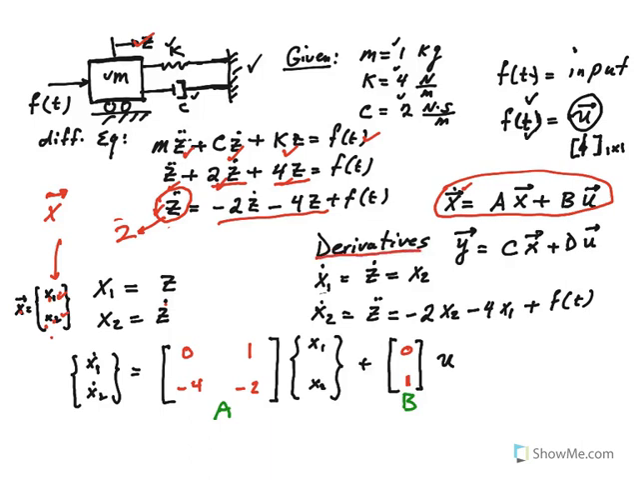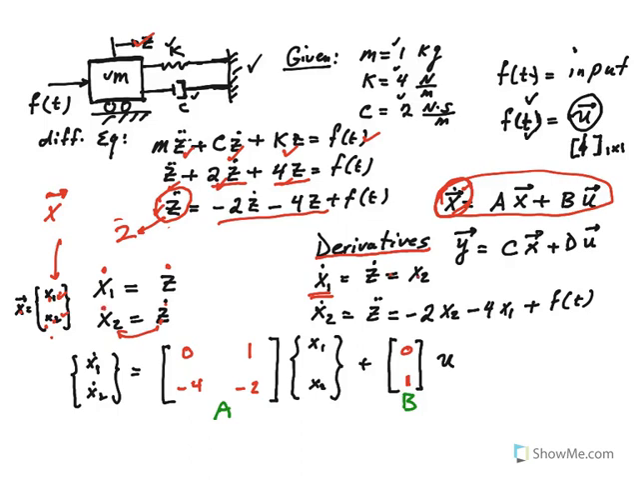What do we need? We need the derivatives. What is x dot? So try to find the derivative of this. What is the derivative of x1? x1 dot becomes z dot. But what is z dot? z dot is x2. So you see, x1 dot becomes x2.